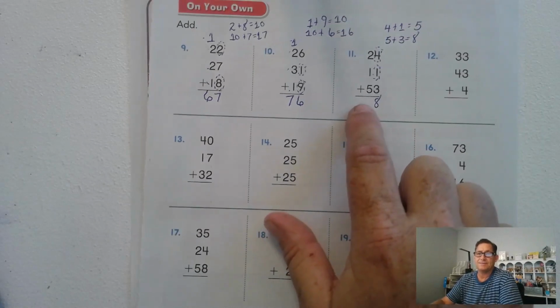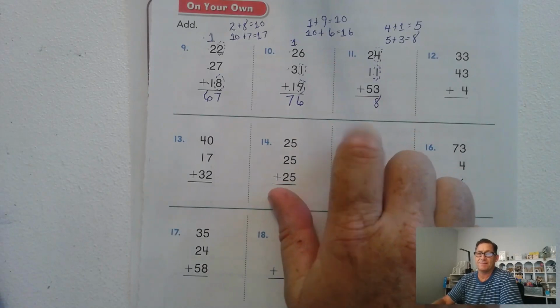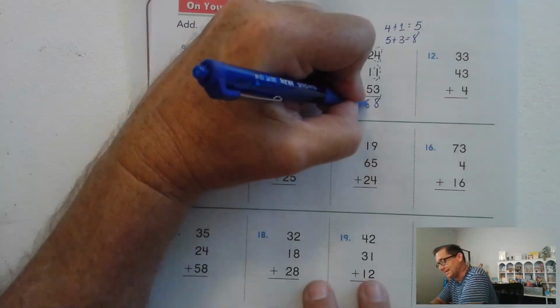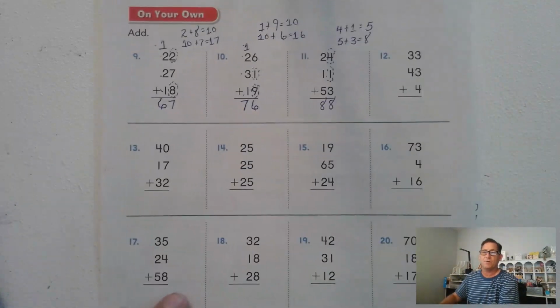Add the tens. I'm going to start with the largest addend, 5. I'm going to add 2. That's 7 tens. Plus 1 more ten is 8 tens. So 88. Okay, number 12.